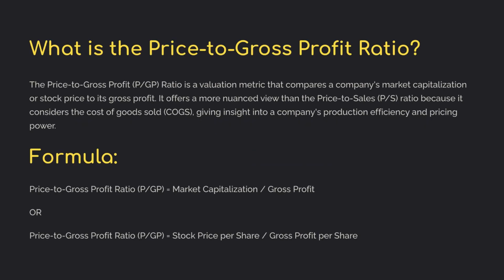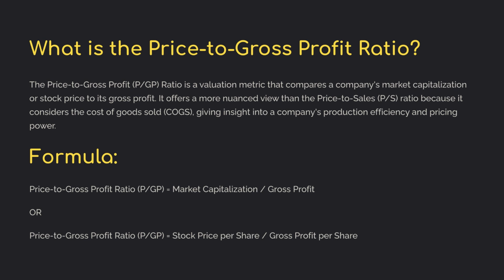What is the price to gross profit ratio? The price to gross profit (PGP) ratio is a valuation metric that compares a company's market capitalization or stock price to its gross profit. It offers a more nuanced view than the price to sales (PS) ratio because it considers the cost of goods sold (COGS), giving insight into a company's production efficiency and pricing power.